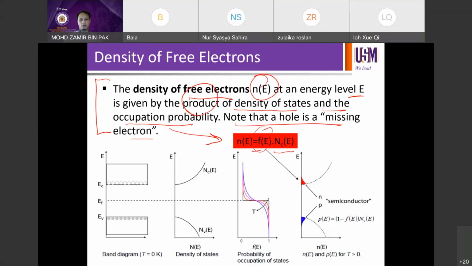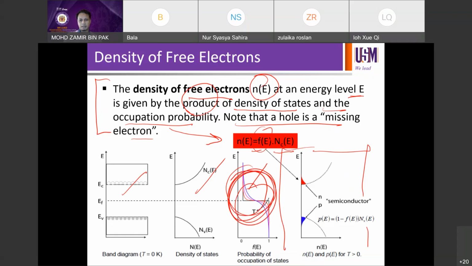If you want to draw all the schematic diagrams together, you just repeat the band diagram, the DOS, and the probability of occupation for different temperature conditions. Eventually the density of free electrons is given by this schematic, which is essentially the product of this and this.